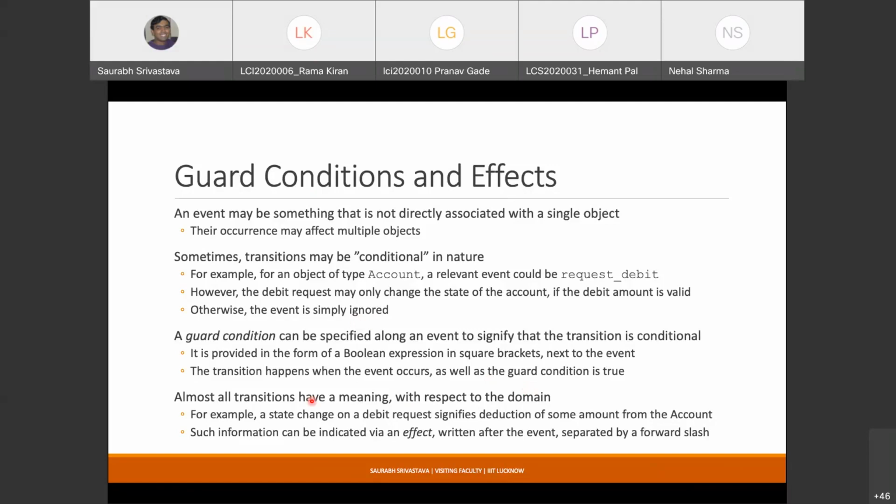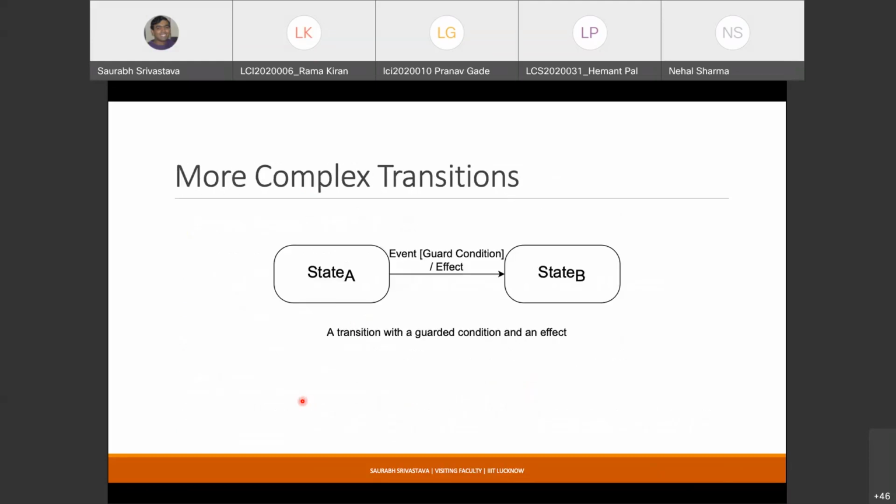You just put it beside the name of the event in square brackets, and that becomes the guard condition. And last, another thing that you might want to put in your state diagram is a description of what this state transition really means in the real world. In that case, you can put a simple slash and write whatever description you want. So overall, this is how your state transitions will look. There is an event which occurred because of which this state became this state, and there might be a condition that this transition will only take place when this condition is true, and here you are just explaining what effect this transition is going to have on your system.